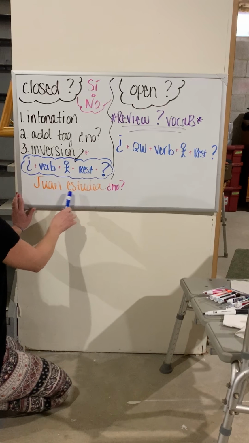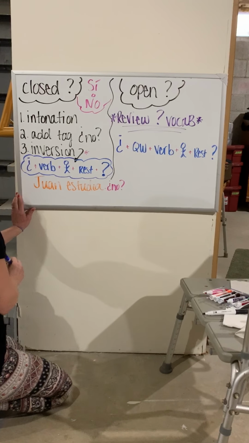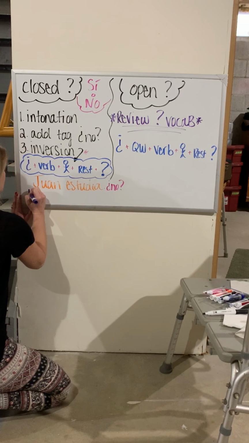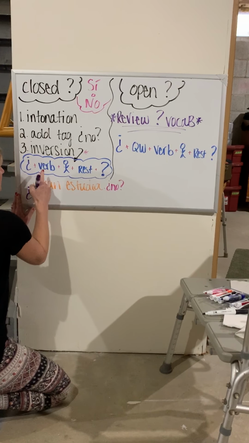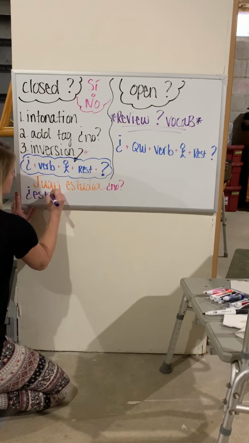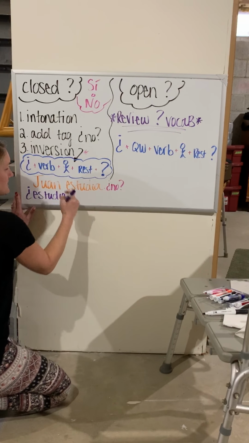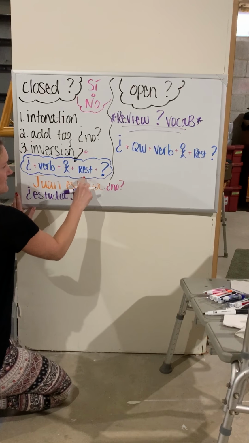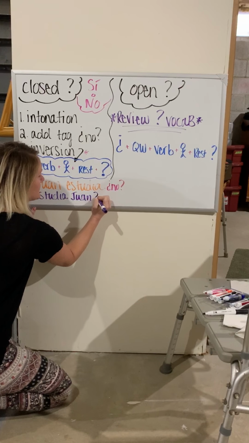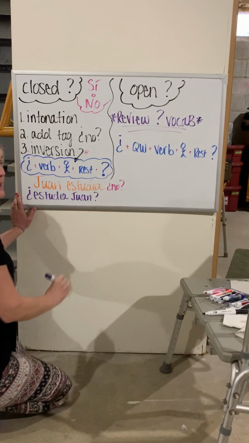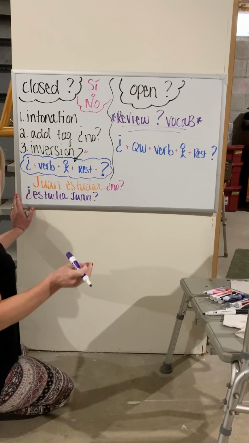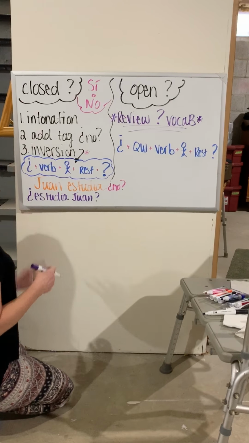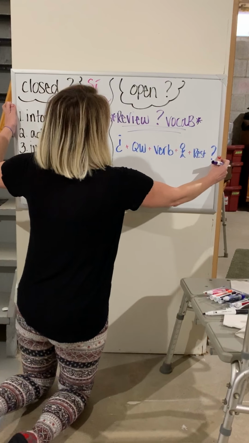So using Juan estudia, and I'm going to use inversion, this is how that question would look as an inversion question. I have my question mark, verb, estudia, subject is Juan. I don't really have anything else to my question, so then upside down question mark. ¿Estudia Juan? Sí, Juan estudia. Or no, Juan no estudia. So those are closed-ended.